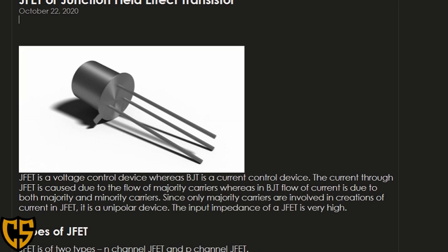Since only majority carriers are involved in the creation of current in a JFET, it is referred to as a unipolar device. The input impedance of a JFET is very high. We are going to discuss that parameter later on.